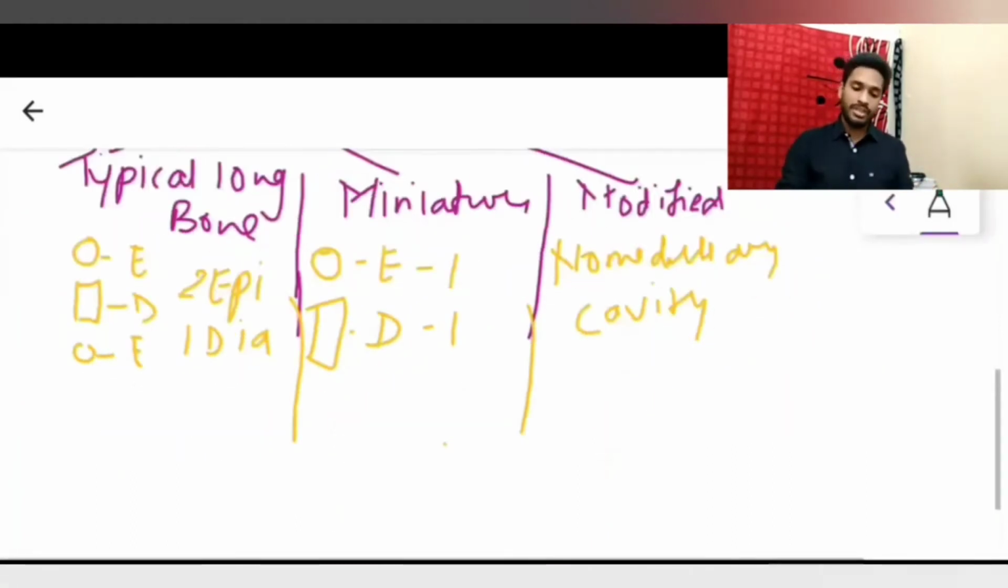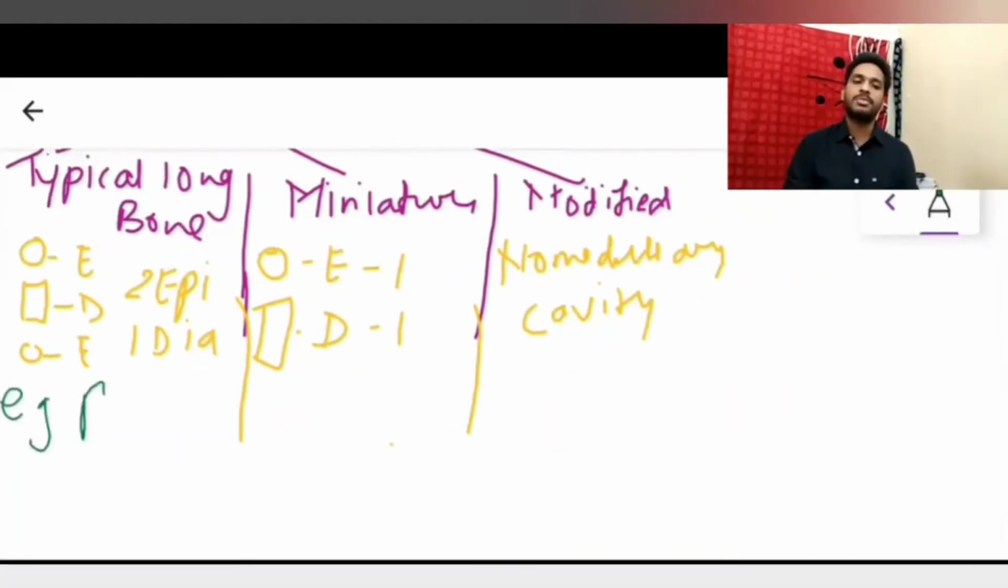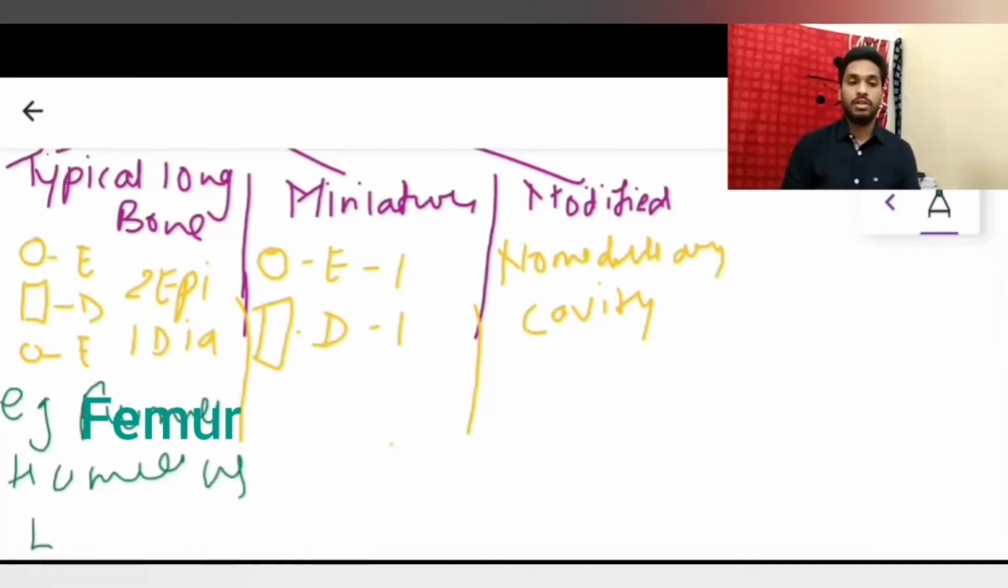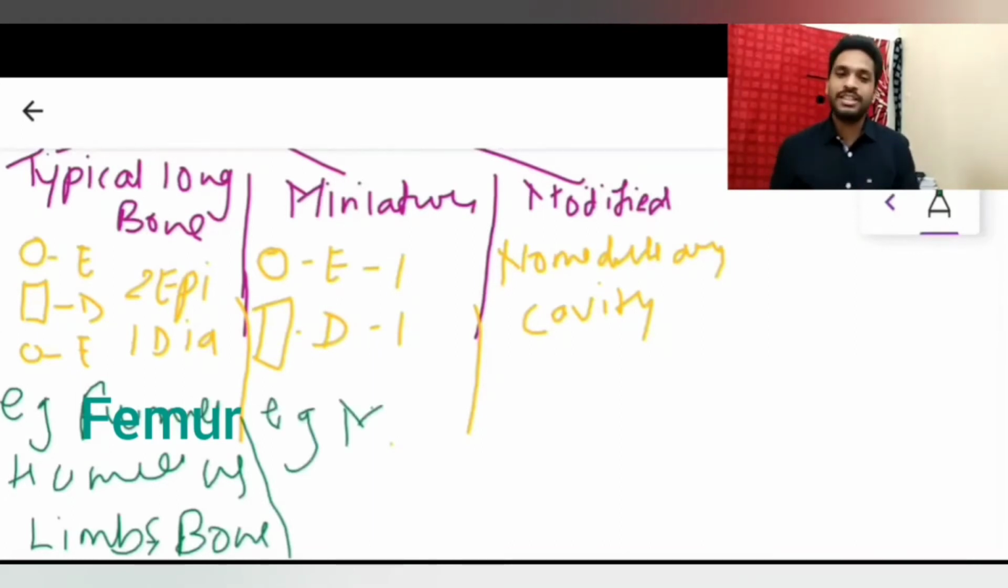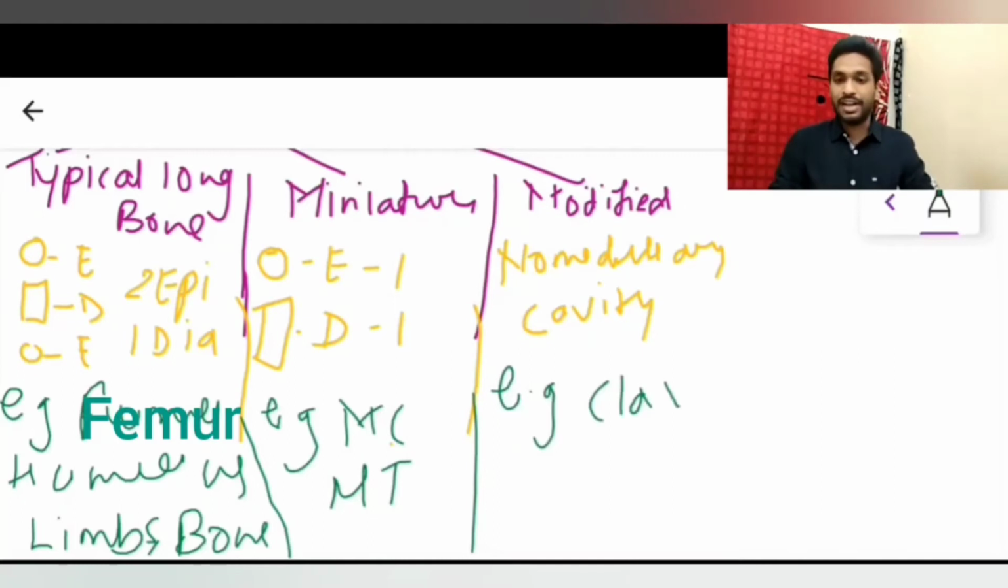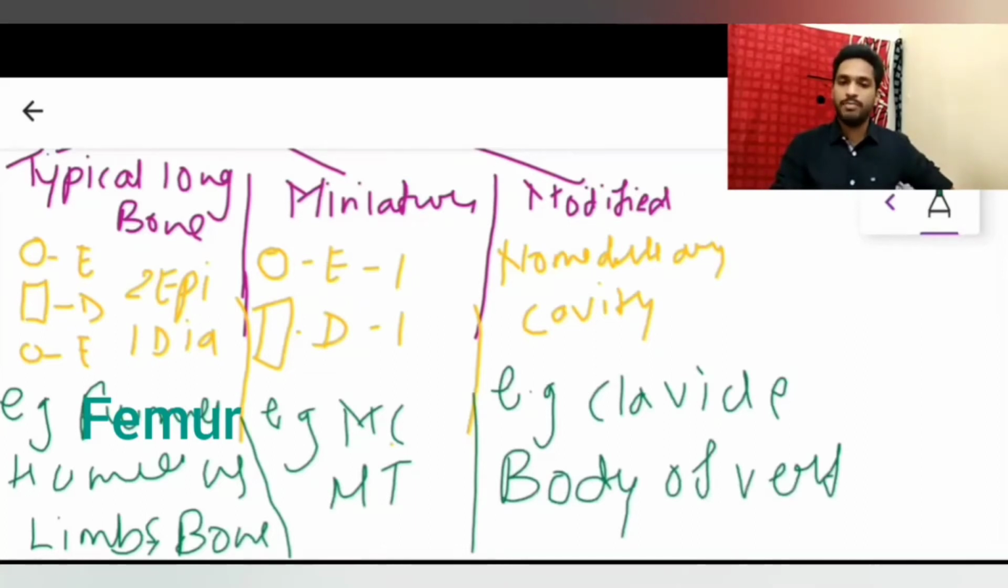Now let's talk about the examples, which is very important and asked in many exams. So examples of typical long bone are femur, humerus, and other bones of the upper and lower limbs. This includes the tibia, the fibula, the radius, ulna, this kind of bone. Then the examples of miniature long bone are metacarpals and metatarsals. Then for modified long bone, we have different examples. We have the clavicle over here. Then we have bones of vertebrae. Bones of vertebrae is a very important example to remember for exams.